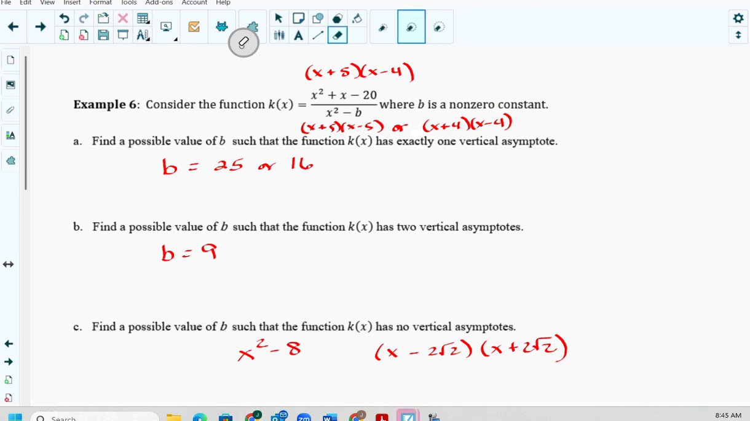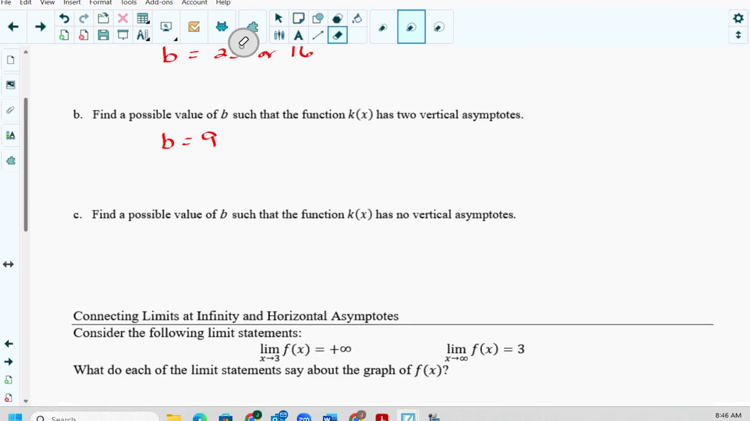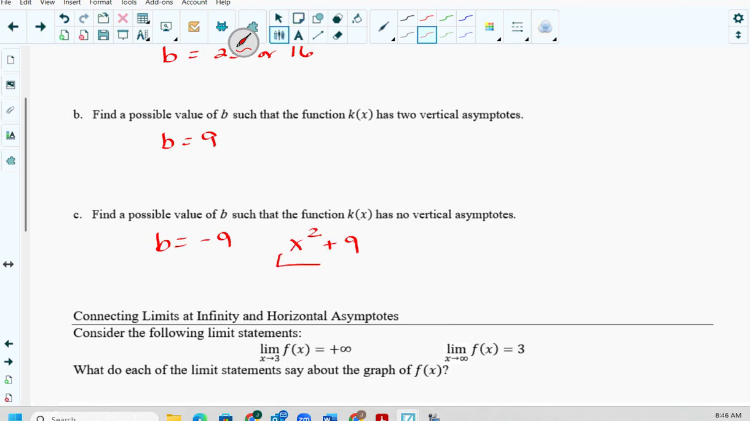How do I make it so that it would be imaginary if I tried to solve it? Yeah, a negative number. What if b is, let's say, negative 9? Then I get x squared plus 9 in my denominator. Does that factor? No, because it's not a difference of squares, okay? Did you guys get there? Yes, okay. So b could be any negative number. It doesn't have to be 9. It just needs to be a negative number.